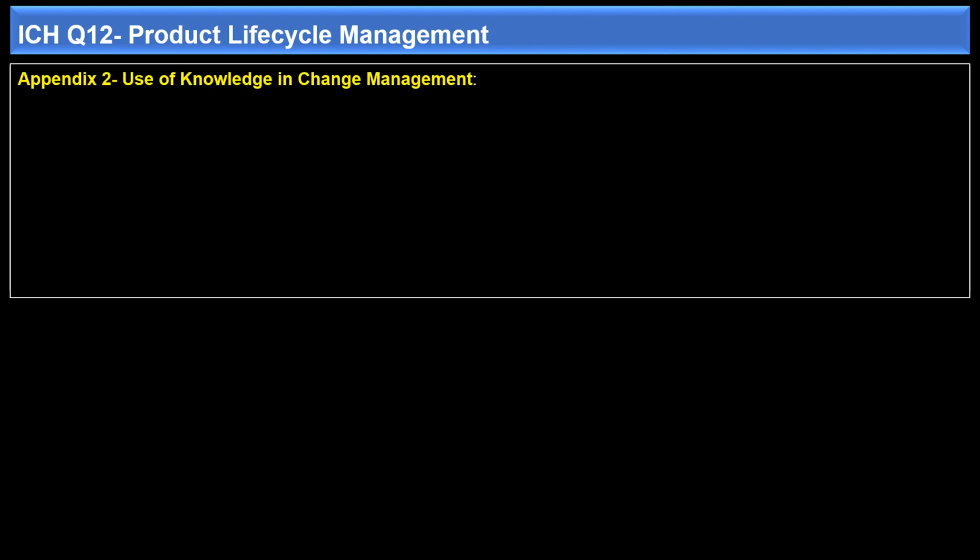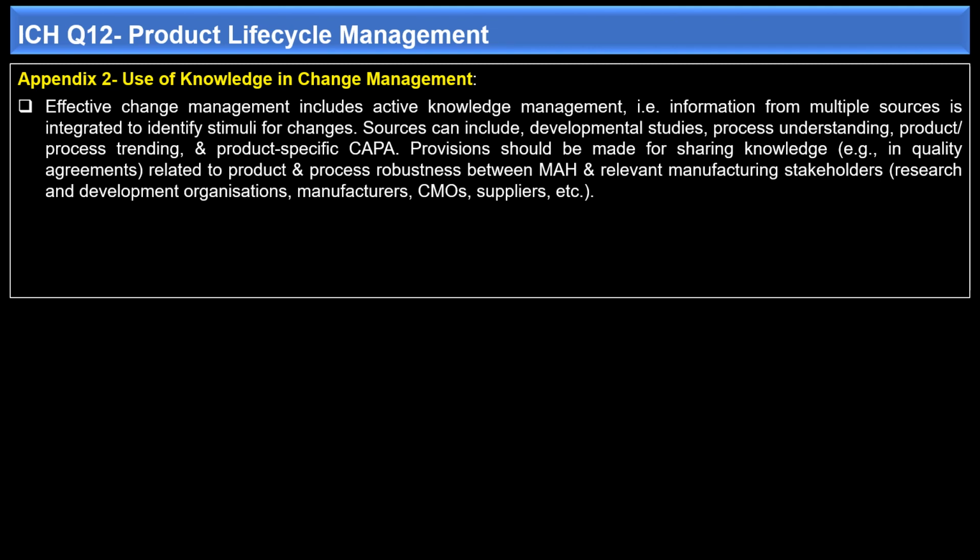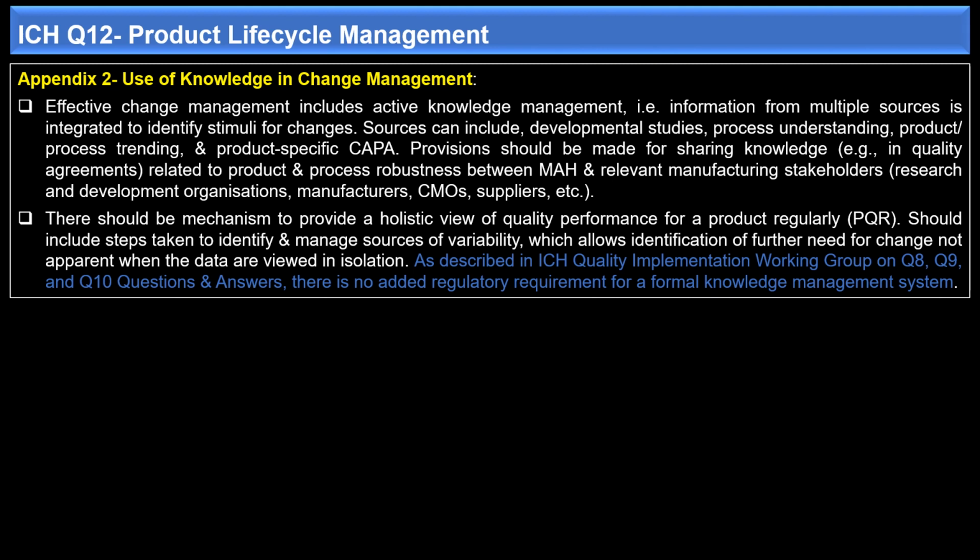Appendix 2 also talks about use of knowledge in the change management. Effective change management includes active knowledge management. That is, information from multiple sources is integrated to identify stimuli for the changes as we have seen in the previous diagram. Sources can include the development studies, process understanding, product knowledge, product trending, and provisions should be made for sharing such knowledge between the MAH and the relevant manufacturing stakeholders. There should be a mechanism to provide a holistic view of quality performance for a product quality regularly, which is in the form of PQR.